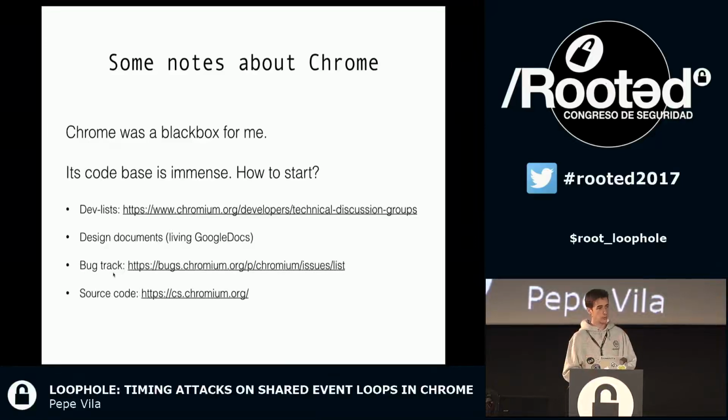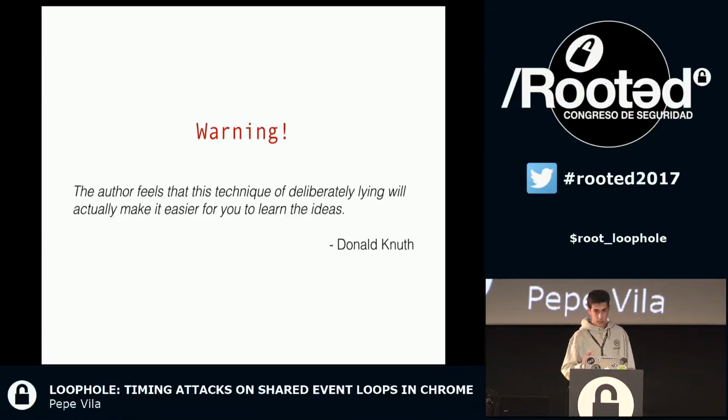Bug track, well, the same story. You can search for specific functionalities or bugs in functionalities, and there are always references to the code to know where to move around. And finally, if you don't want to install anything locally, this URL gives you all the source code for Chrome with references of different sorts, so it's quite handy to browse.